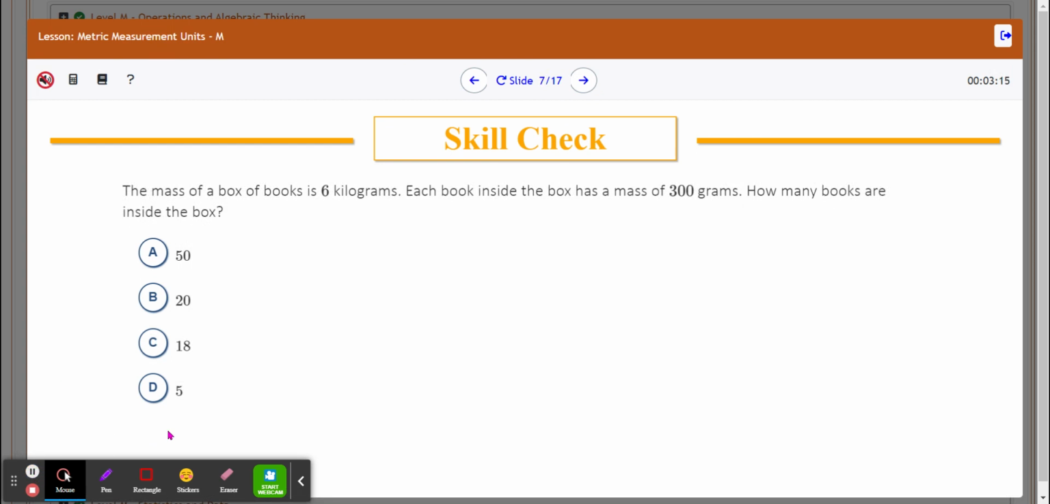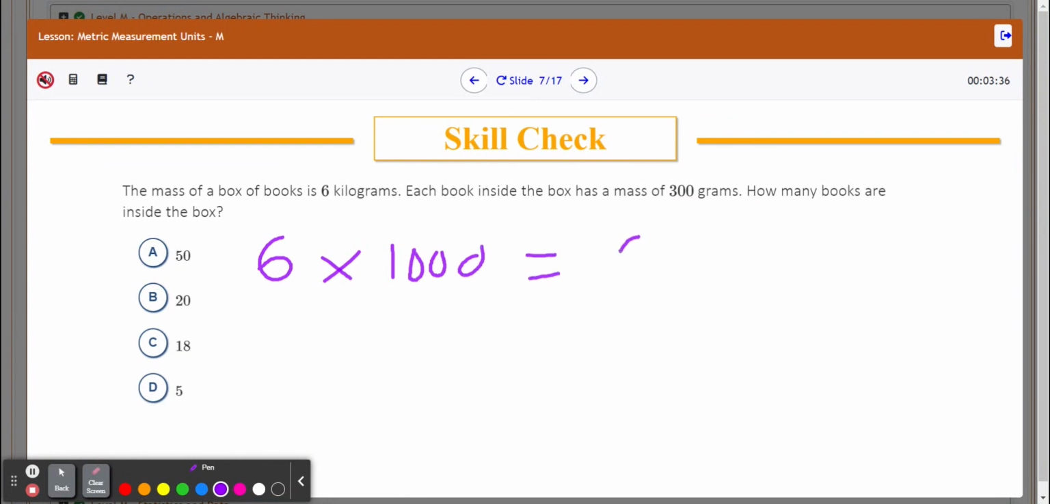Let's look at another problem. The mass of a box of books is 6 kilograms. Each book inside the box has a mass of 300 grams. How many books are inside the box? Well, first things first, let's figure out how much 6 kilograms is. 6 kilograms, and 1 kilogram is 1,000 grams. So that tells us that the mass of the box of books is 6,000 grams.